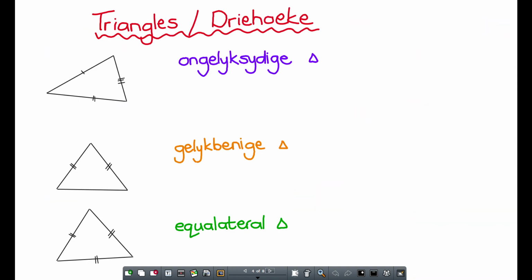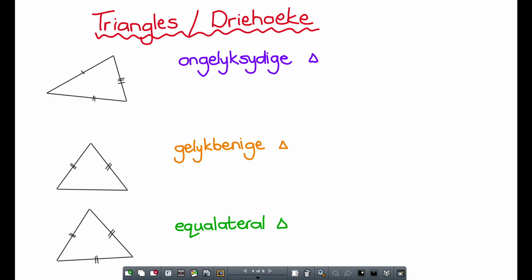Okay. Right. Let's quickly look at triangles. Kom ons kyk gaan na driehoeke. Jy kry 4 tipes driehoeke. Die eerste een is 'n ongelyksydige driehoek. Now you will see here that I've got 1 stripe, 2 stripes, 3 stripes, nee? Because none of these sides is the same length. Okay? So their sides aren't the same and their angles are also not the same.